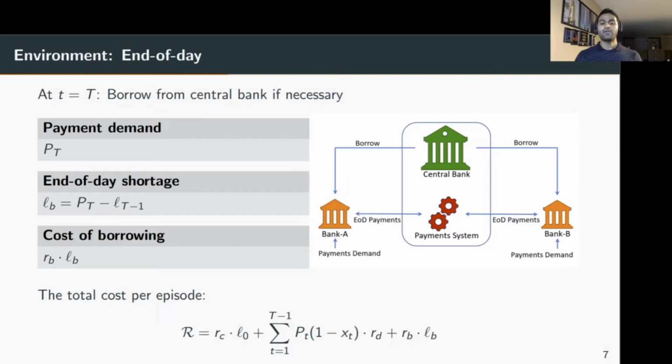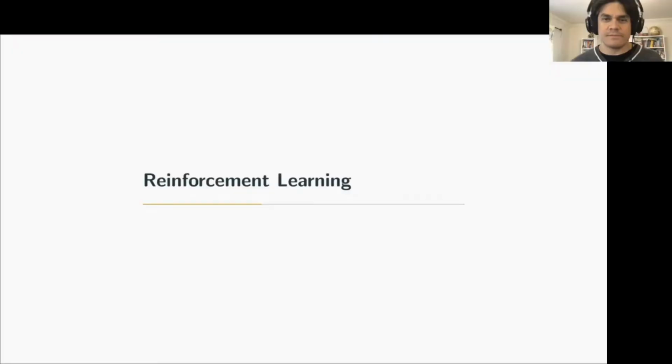The cost of end of day borrowing is greater than the initial liquidity cost. Therefore, for a given day, which is the same as one episode, the total cost is the sum of the initial liquidity cost, the per period delay cost, and the borrowing cost. Therefore, in order to reduce the total cost, each bank has to strategically make a liquidity allocation at the start of the day. In our paper, we use reinforcement learning to learn the initial liquidity decision in this simplified setting.